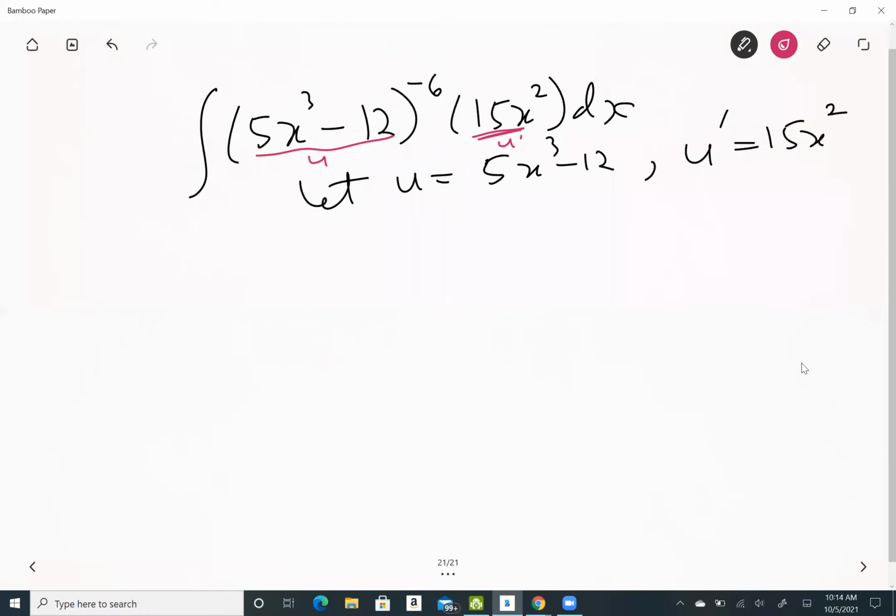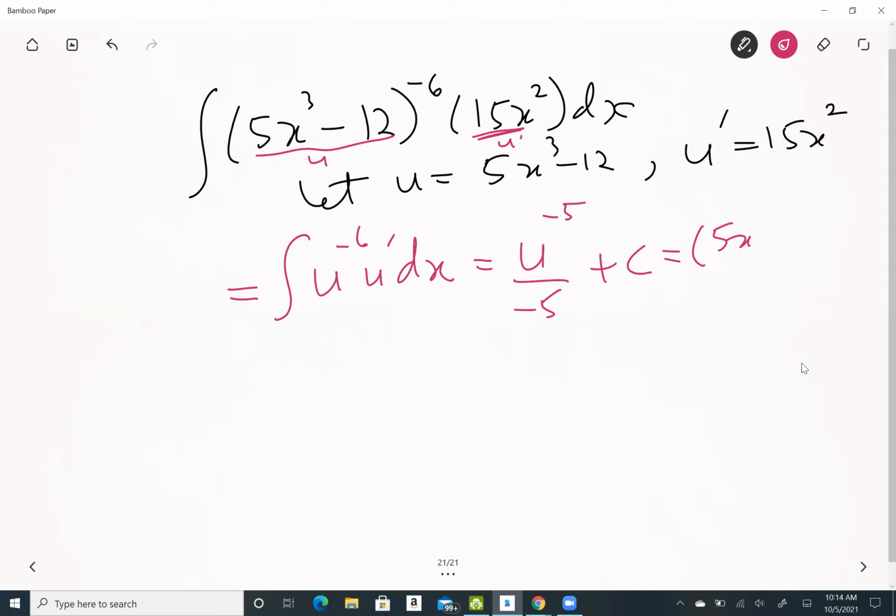Okay, so I have the form u to the power of negative 6 multiplied by u prime dx. So therefore, what is the integral? I have here u to the power of negative 6, u prime dx. So the integral will be equal to u to the power of negative 5 divided by negative 5 plus c. And of course, you go back and substitute that u. I have (5x cubed minus 12) to the power of negative 5 divided by negative 5 plus c.